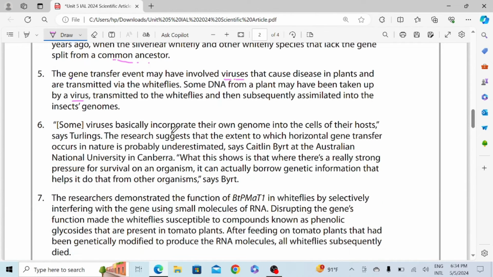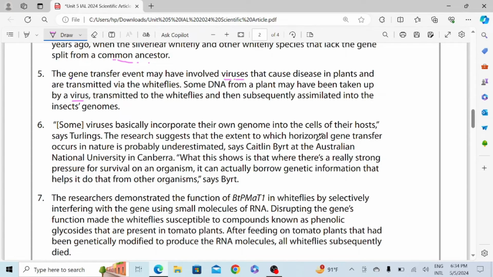Some viruses basically incorporate their own genome into the cells of their hosts, says Turlings. The research suggests that the extent to which horizontal gene transfer occurs in nature is probably underestimated, says Caitlin Bird at the Australian National University in Canberra. What this shows is that where there's a really strong pressure for survival on an organism, it can actually borrow genetic information that helps it do that from other organisms, says Bird.